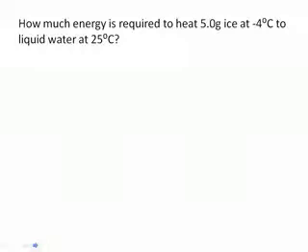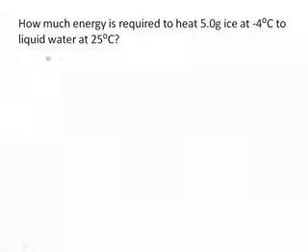Okay, so now let's look at some calculations involving these heating curves. There are a couple of types of problems that I would expect you to be able to work. One is pretty much just a straight, how much energy does it take to do this? So here we have 5 grams of ice at -4 degrees Celsius, and we want to heat it to liquid water at 25 degrees Celsius.